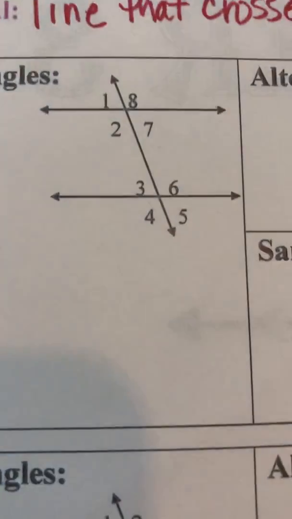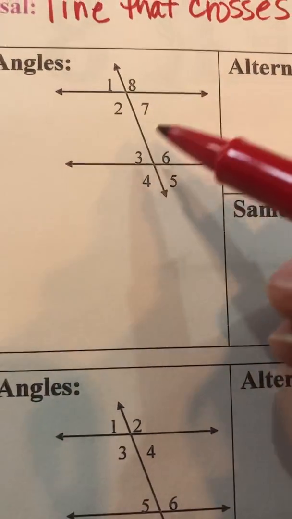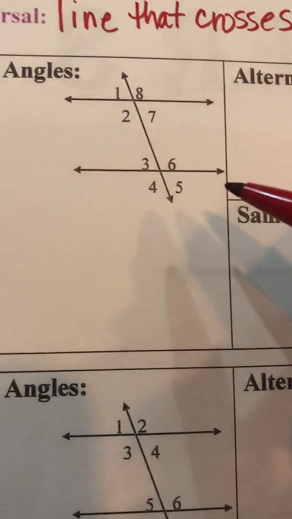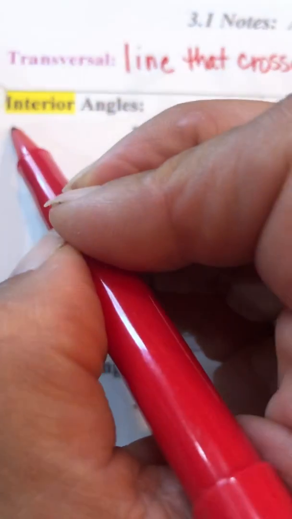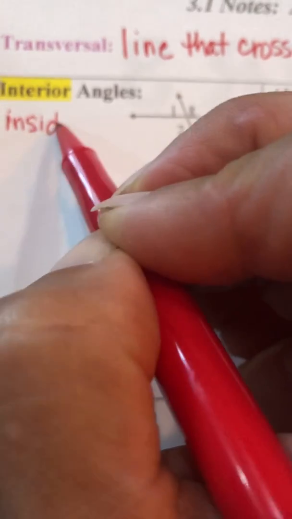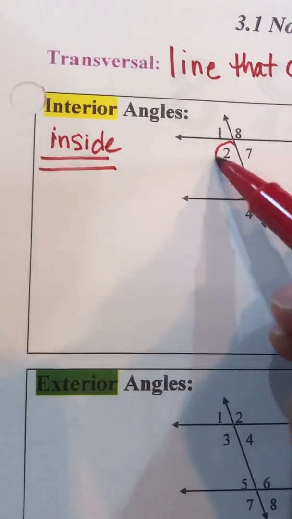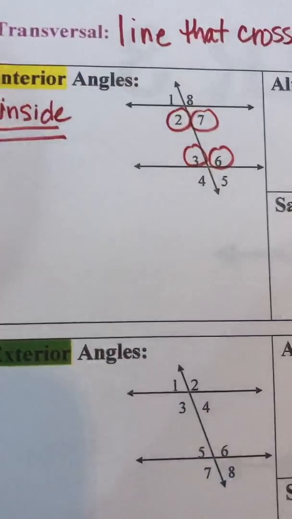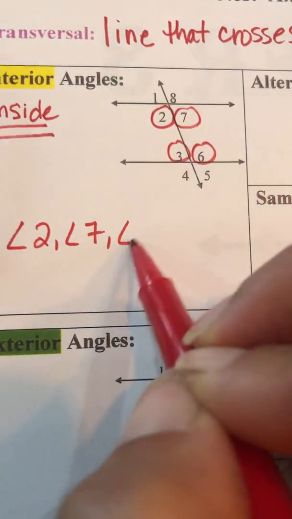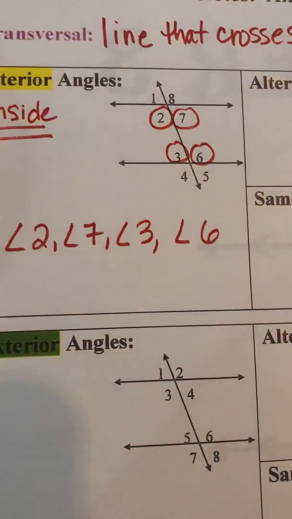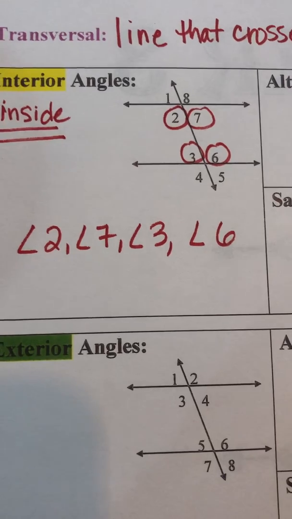Okay. So when we have this picture with two parallel lines and a transversal, we get 8 angles. And there's all different pairs of angles that have different names. So the first name is going to be interior angles. And I bet you remember that the word interior means inside. So if I look and say, well, which angles are kind of inside the two parallel lines? It would be angle 2, angle 7, angle 3, and angle 6. These angles inside the two parallel lines are called interior angles.